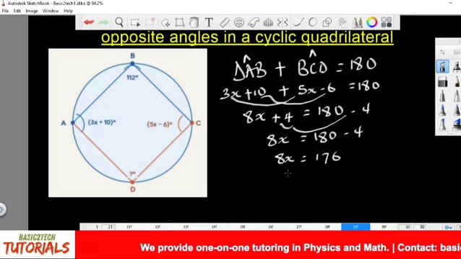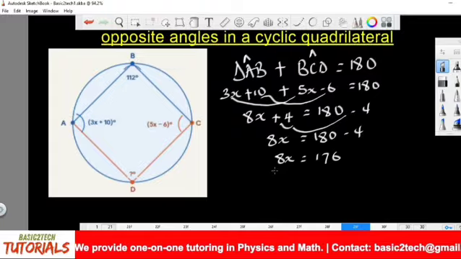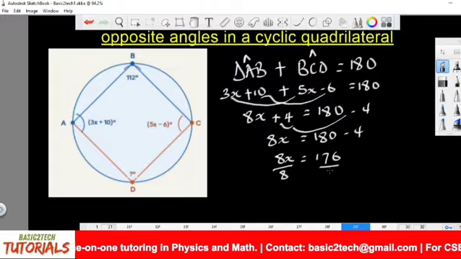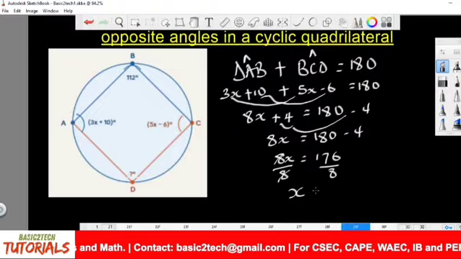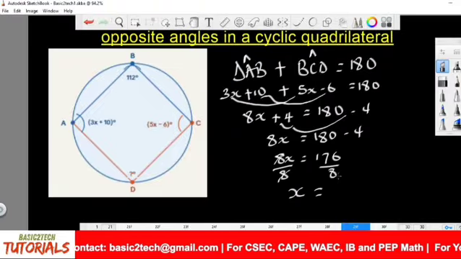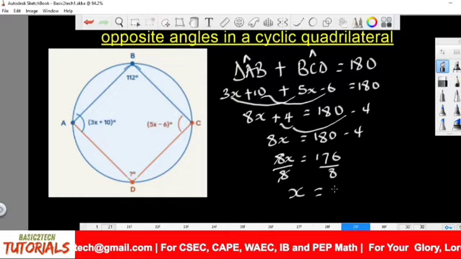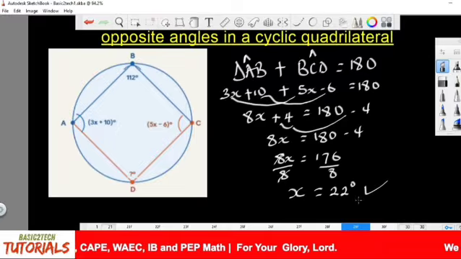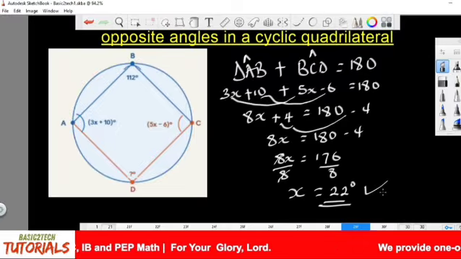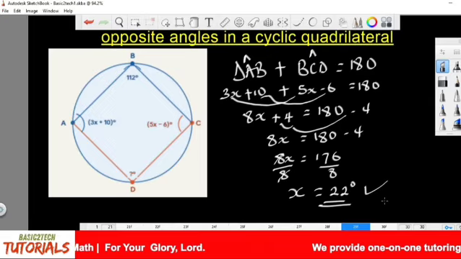So to find x, we divide both sides by 8. So 8 cancels 8. So we have x equal to 176 divided by 8, which will give us 22 degrees. So the value for x is 22 degrees.